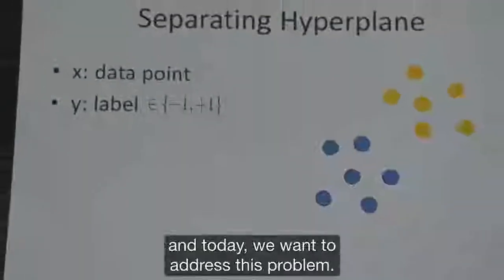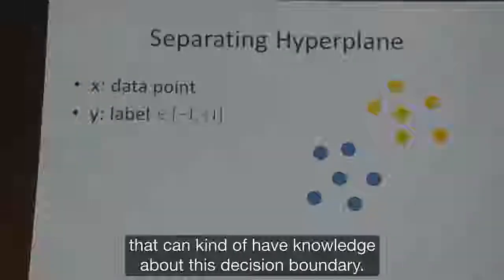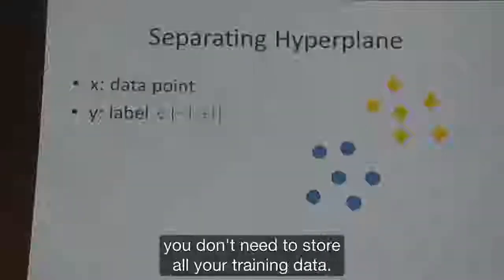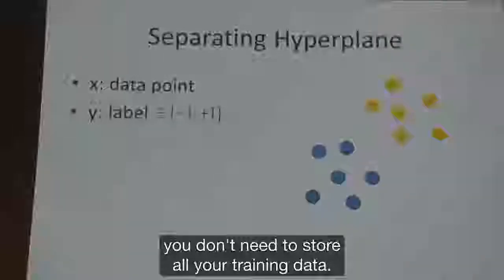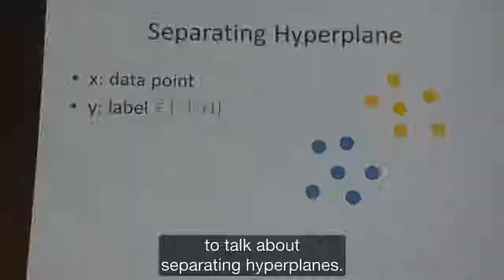And today we want to address this problem. So there should be classifiers out there that can kind of have knowledge about this decision boundary. Right? That's what it's all about. If you know the decision boundary, you don't need to store all your training data. So today we're going to first start to talk about separating hyperplanes.